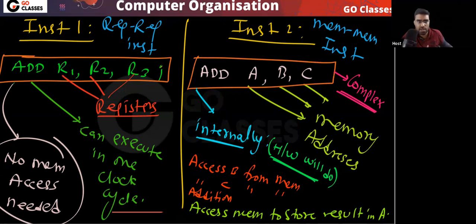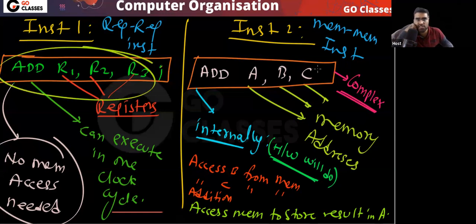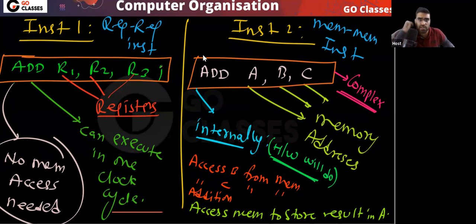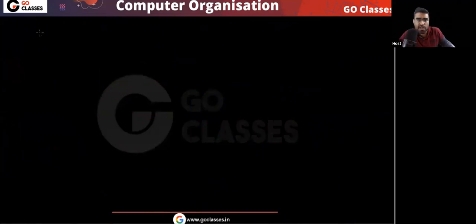Please tell me. Now tell me one more thing. In which instruction will the hardware do more work, this instruction or this instruction? For which instruction will the hardware have to do more work? Yes, for this instruction. Yes or no? So you can see the CISC computer is hardware heavy.